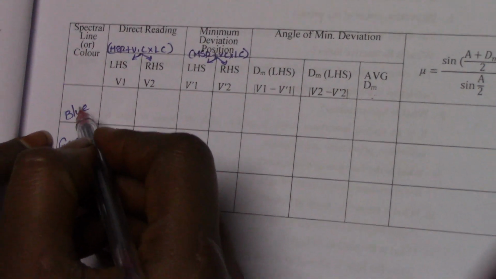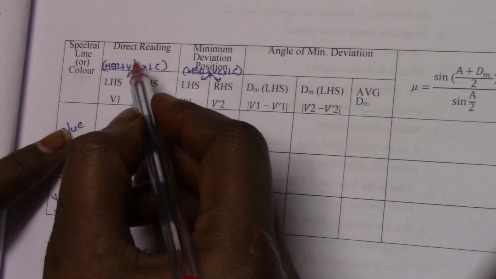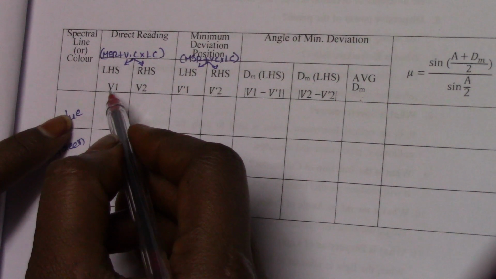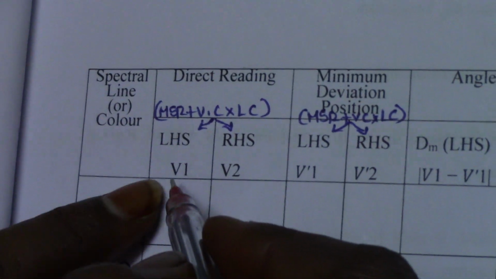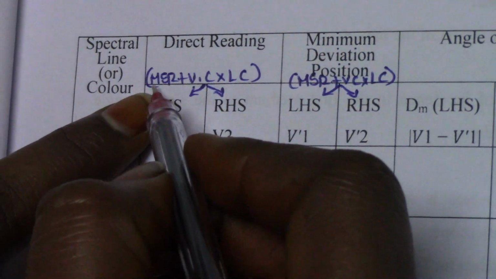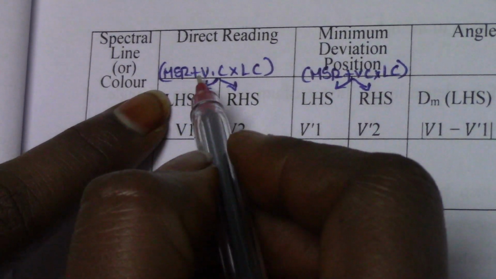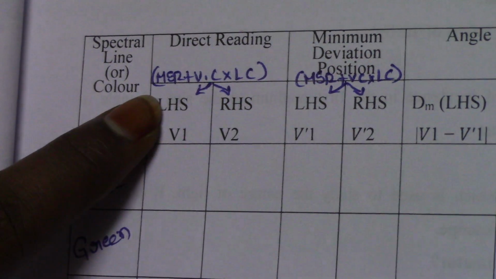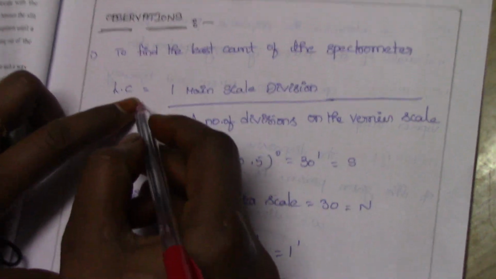The tabular column contains spectral lines, that means various colors in our VIBGYOR spectrum, and we have the direct reading. This direct reading again contains two columns, vernier 1 and vernier 2. To calculate vernier 1 and vernier 2 with the help of our spectrometer, we need to note down first the main scale reading, vernier coincidence and least count. Before going to explain this, let me start with the least count of the spectrometer.